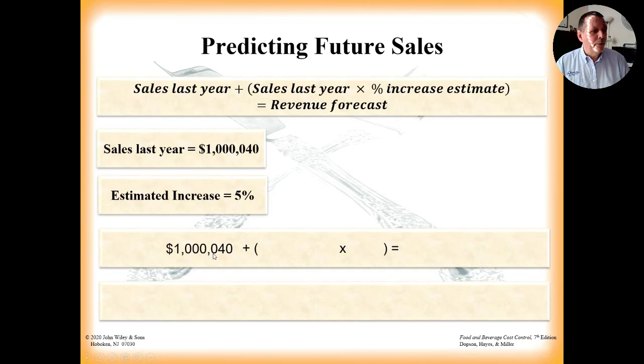So we've got $1,040,000 in here, times 0.05. That's going to give us the actual increase in dollars from a 5% increase. Last year we were at $1 million. 10% of $1 million is $100,000. 5% of $1 million is $50,000. So that's the increase.